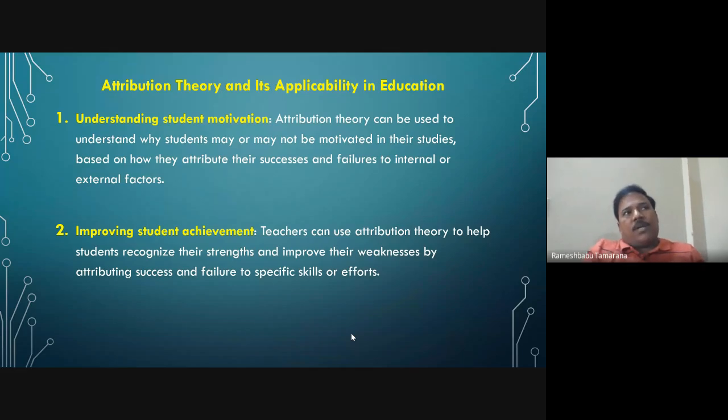So, for example, attribution theory can be applied to understand student motivation. How does it help? It is basically used to understand why students may or may not be motivated in their studies, based on how they attribute their successes and failures to internal or external factors. We call it internal locus of control or external locus of control, right?